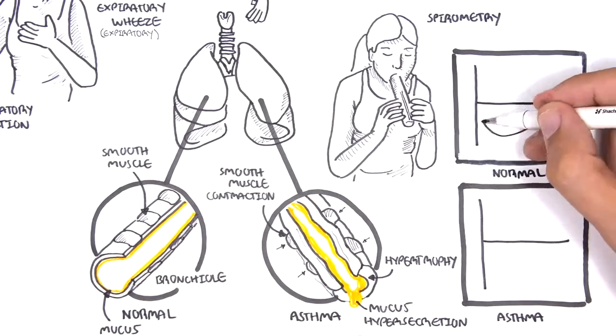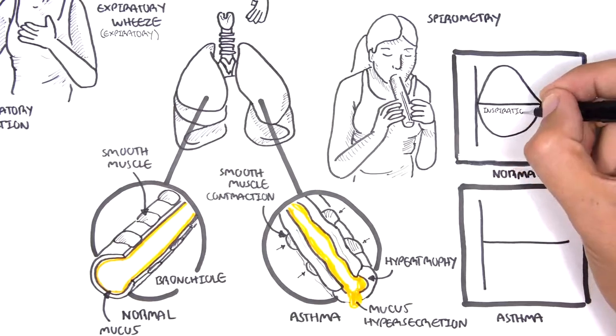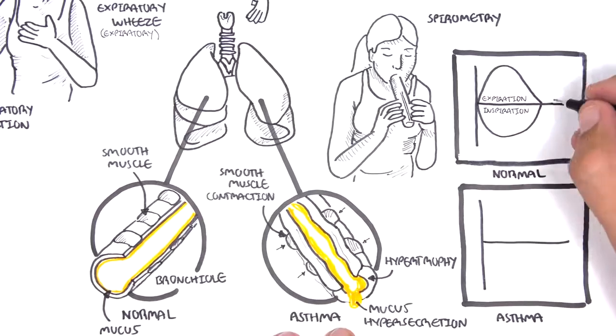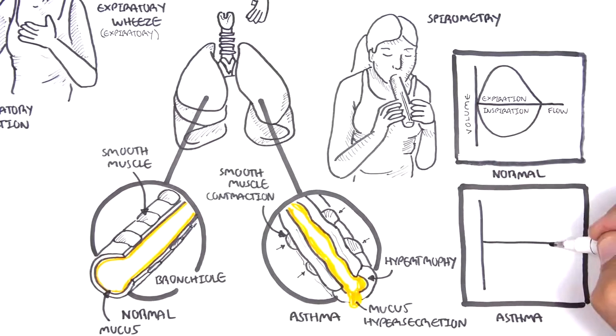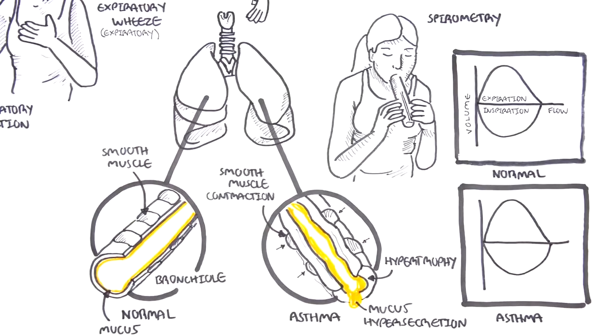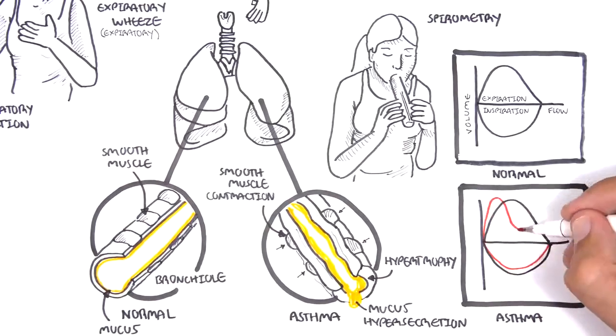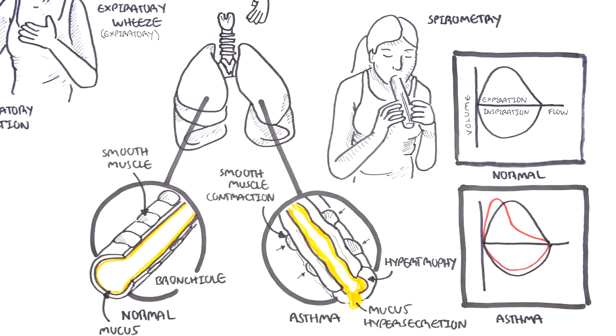A normal inspiration and expiration measurement will have sufficient volume and flow on the graph. In asthma, there is decreased inspiratory volume and expiration shows an obstructive pattern. A FEV1 over FVC ratio of 80% of predicted or less is diagnostic for asthma. Administration of a bronchodilator will improve lung function.